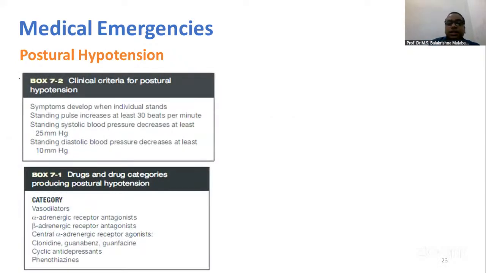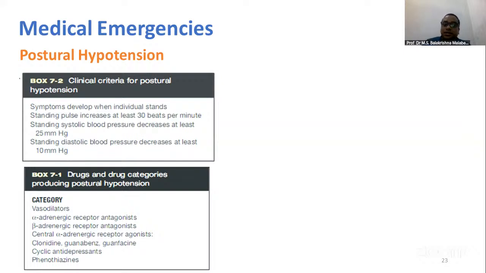So here are the clinical criteria to diagnose postural hypotension. Symptoms develop only when the individual stands. When the patient sits down, there is no problem. Only when the patient stands, all these signs and symptoms start. On standing, pulse increases by 30 beats per minute, and when the patient is sitting, the pulse decreases. So there is a variation. Standing systolic blood pressure decreases by at least 25 mm of Hg, and standing diastolic pressure decreases by 10 mm of Hg. So there is a variation between standing and sitting position, which shows that there is a problem.